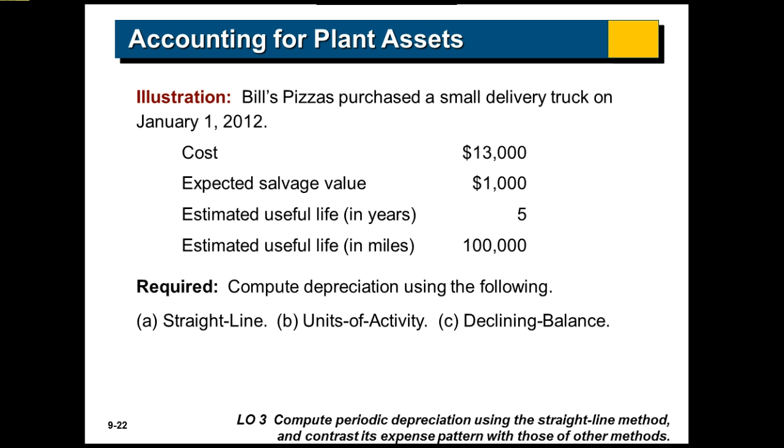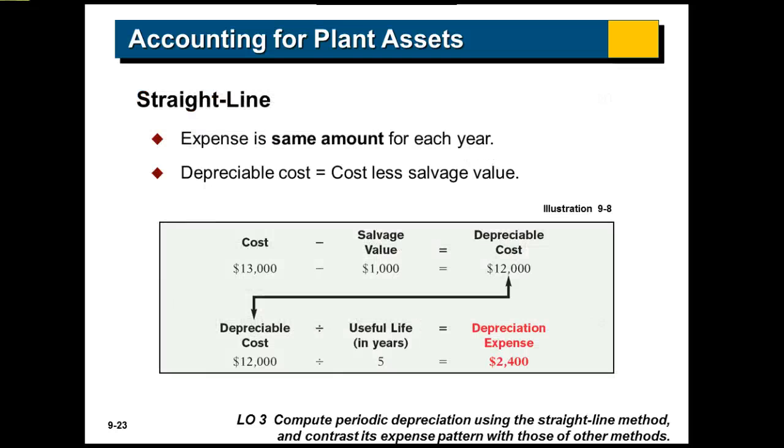Bill's Pizza purchased a delivery truck on January 1st, 2012. The cost, $13,000. The expected salvage value, $1,000. The estimated useful life in years is 5 years, and in miles is 100,000 miles. So we're going to determine what the depreciation is going to be based on these three different methods.